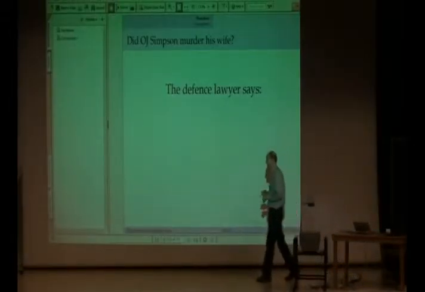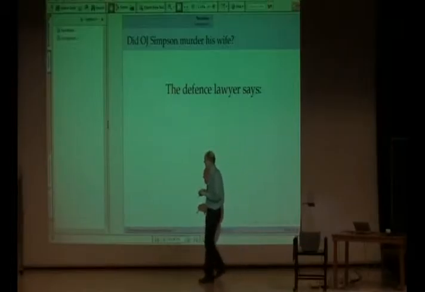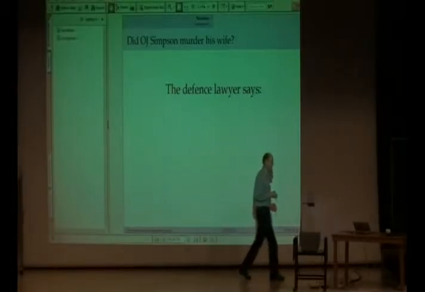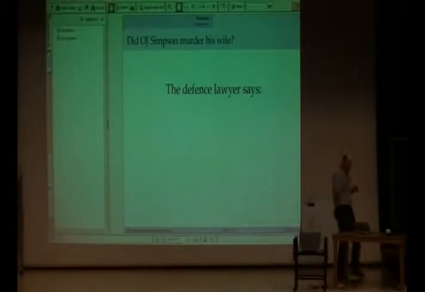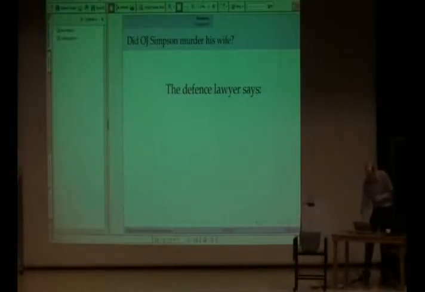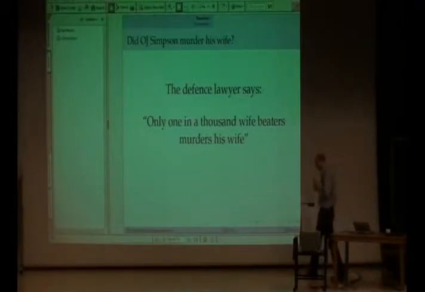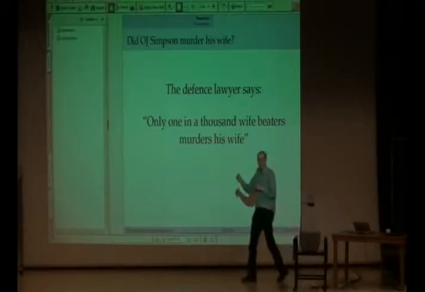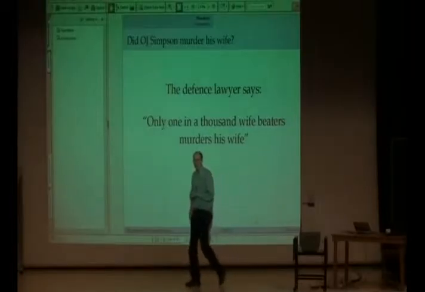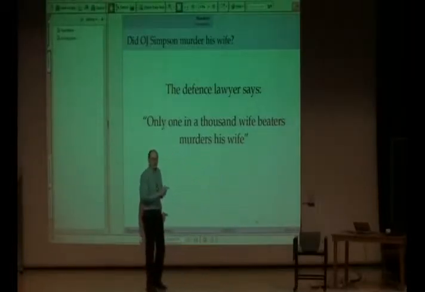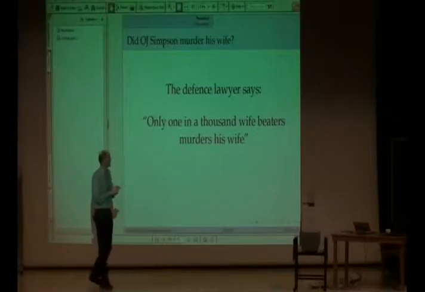Okay. Let's look at an example from real life. Did O.J. Simpson murder his wife? This is a slightly statistical argument, so we're cheating a little bit, but it's also a logical argument. Now, it was established in the trial of O.J. Simpson. You remember O.J. Simpson is a famous American football player who may or may not have murdered his wife.